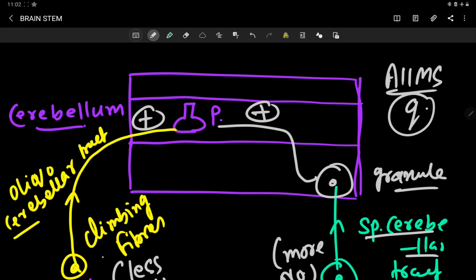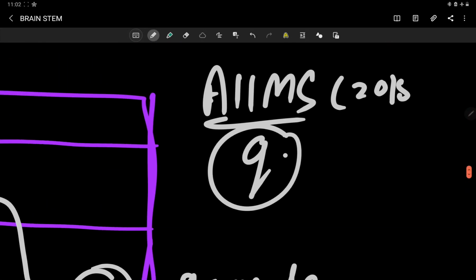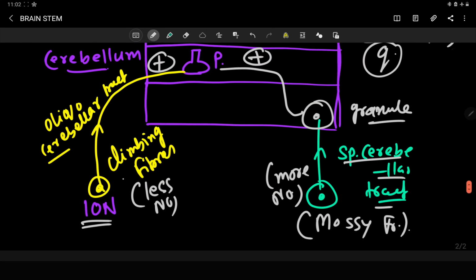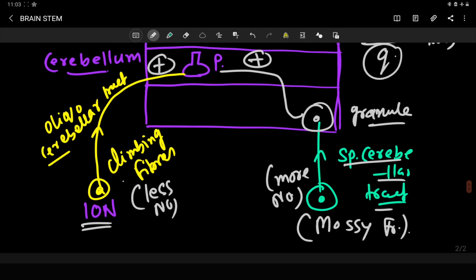Okay, you can see here the 2018 November AIIMS question. The fibers from the inferior olivary nucleus go to the Purkinje cell of the cerebellum directly. So which of the following nuclei gives the direct input to the Purkinje cell of the cerebellum? Your answer is fibers coming from the inferior olivary nucleus.